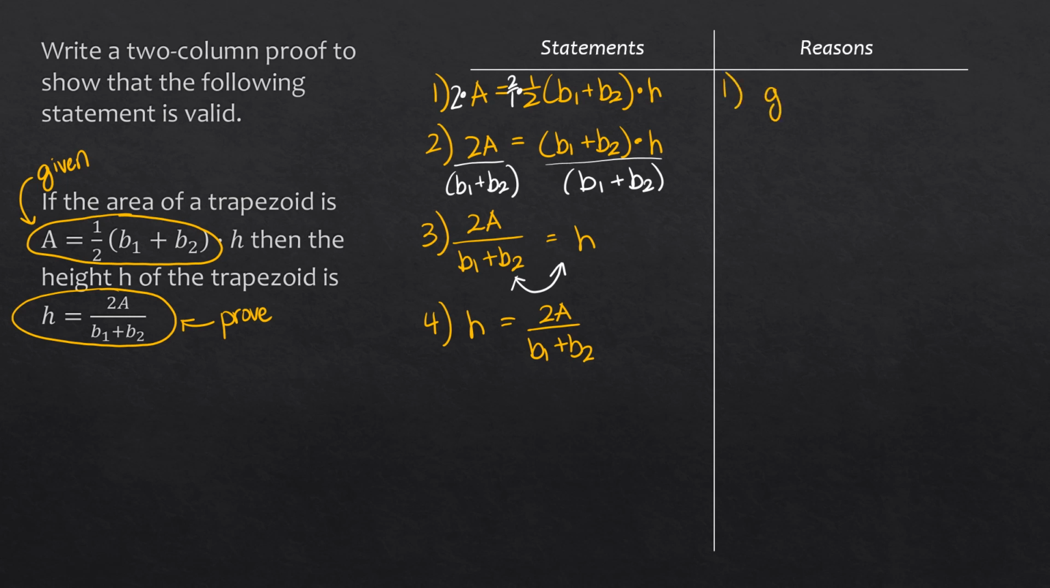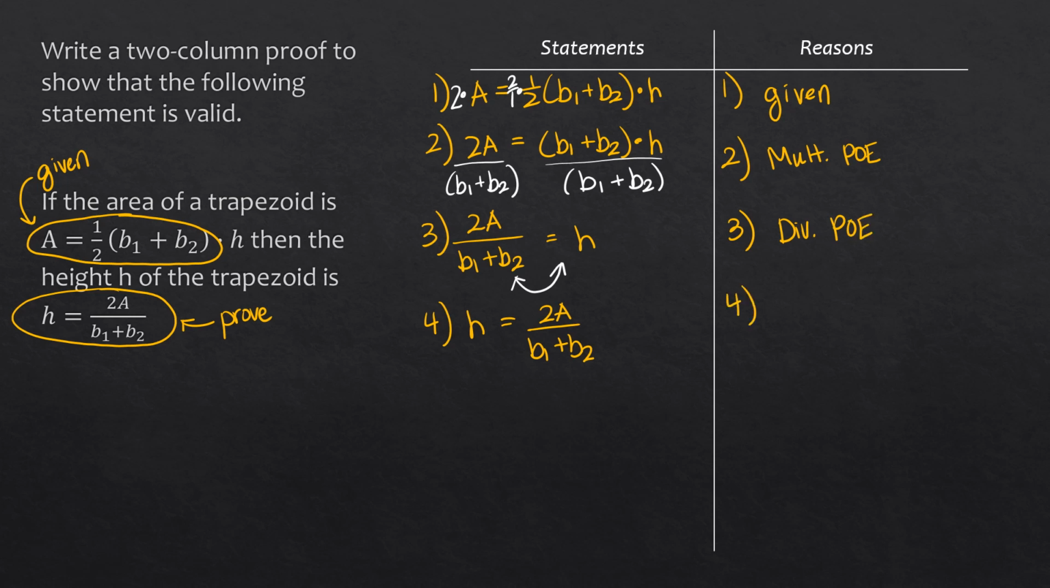Number one is given. For 2, again, we're writing the justification from going from step 1 to step 2. So what did we do to get there, basically? We multiplied by 2 on both sides. So we used the multiplication property of equality. From 2 to 3, we divided both sides by the same thing. So we used the division property of equality.